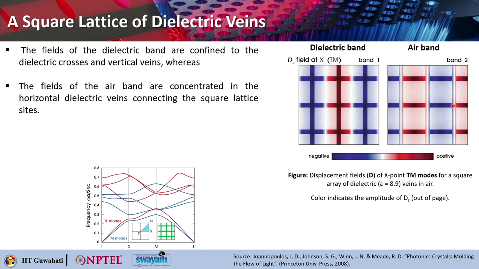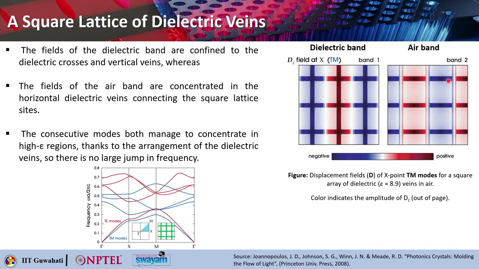Whereas the field in the air band, which is basically the band above the band gap, though in this case we do not have a proper band gap for all the frequencies, but at the X point we do have a gap. So if you consider the distribution of the Dz field for the air band, you will see that the fields are concentrated in the horizontal dielectric vanes, which are connecting the square lattice sides.